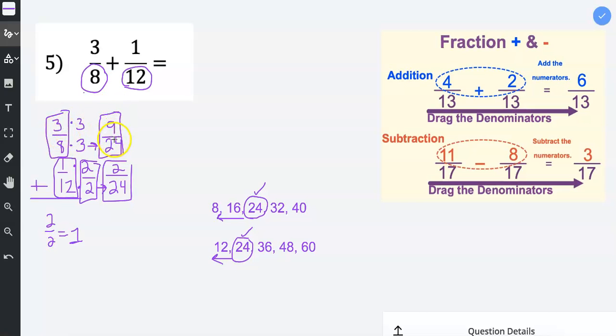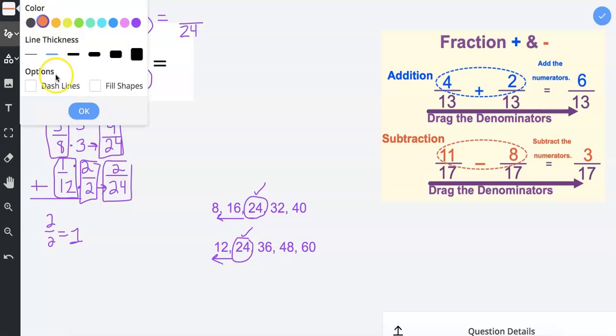Since 3/8 is equivalent to 9/24, I can replace 3/8 with 9/24. 1/12 is equivalent to 2/24, so I can replace 1/12 with 2/24. And then I'm going to write the addition sign in between. And now I can just double check. Do they have the same denominator? They do, so I record that over here.